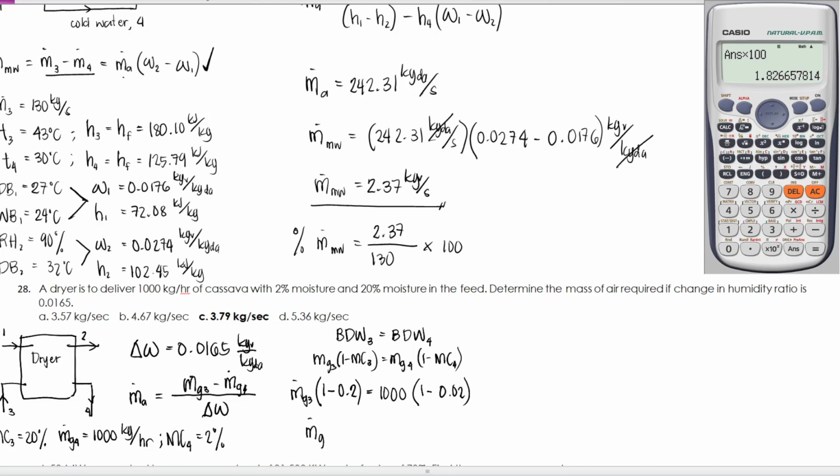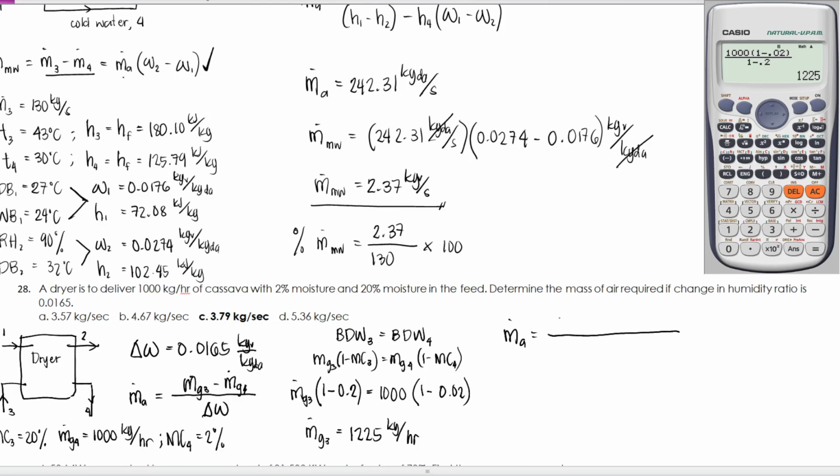So, mg3, solve natin using calculator. Ayan. So, ito muna ang mg4, 1,000 times 1 minus 2% or 0.02. Divide na lang natin dun sa 1 minus moisture content 3 na 0.2. So, ang mg3 is 1225 kilograms per hour. Then, meron na ang mg3, so makukuha na natin ang mass of air required.